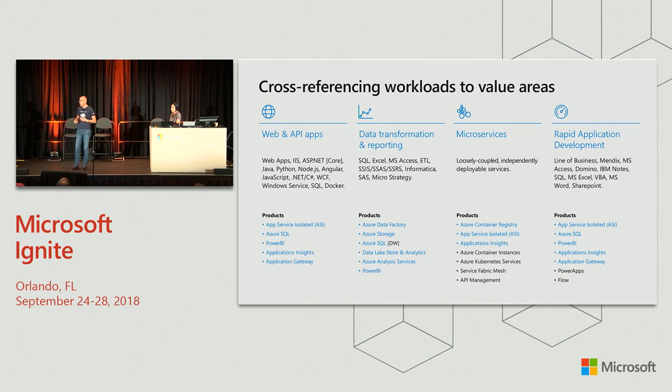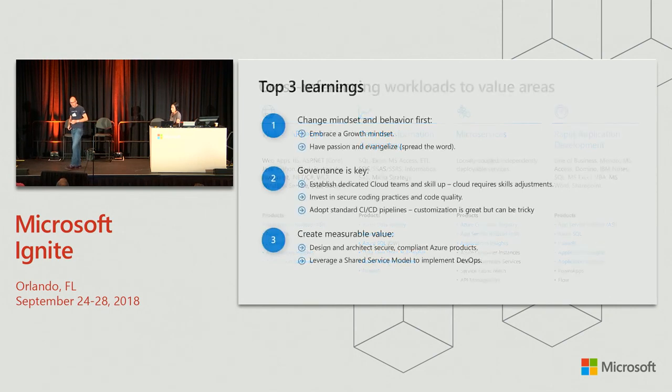And then we've grouped those into these value areas. So we have value areas for web and API, for microservices, for rapid application development, and actually we have a lot more. So a team comes along and, like I said, they're familiar with IIS, they're familiar with ASP.NET, and they're already oriented towards web and API. And then from web and API, they can see that the services that they would be using on Azure would be App Service.